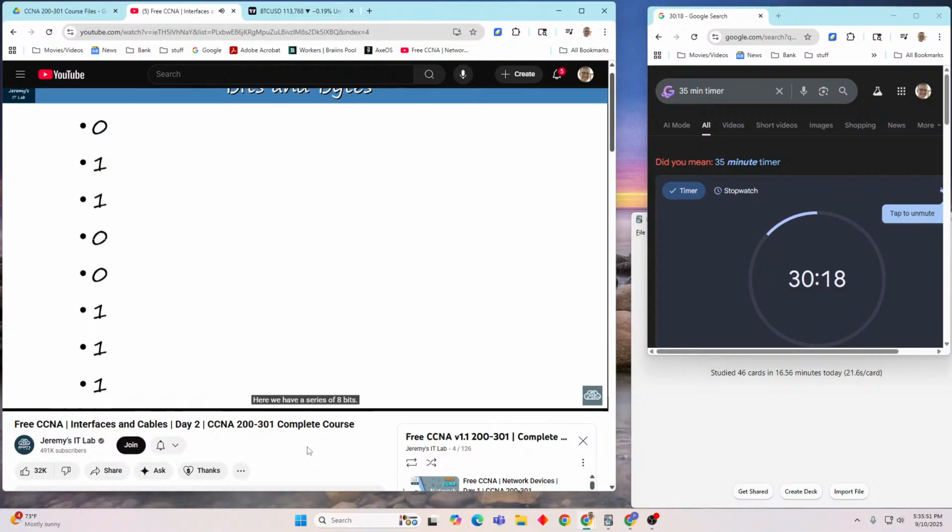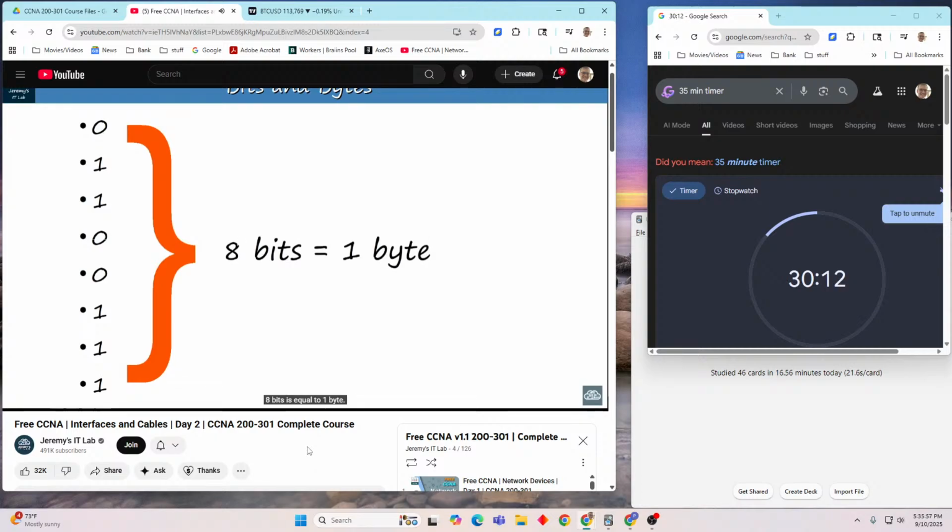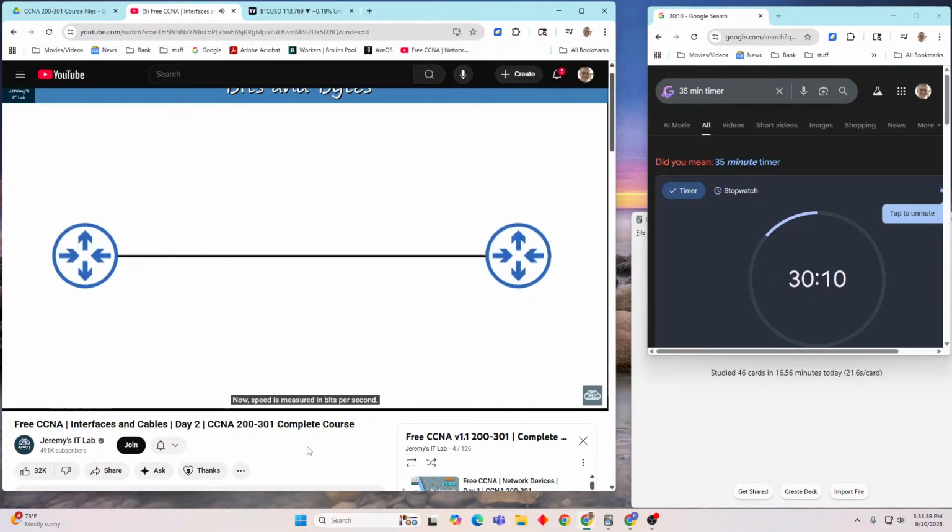Here we have a series of 8 bits. 8 bits is equal to 1 byte. Now, speed is measured in bits per second. Imagine a byte, 8 bits, of data being sent along a wire. It reaches the neighboring device 1 bit at a time like this. It doesn't operate 1 byte at a time like this.